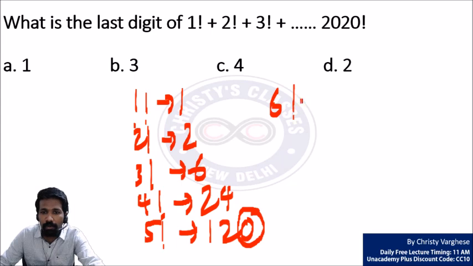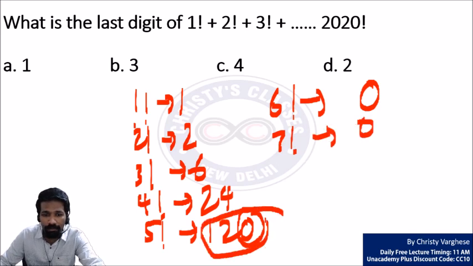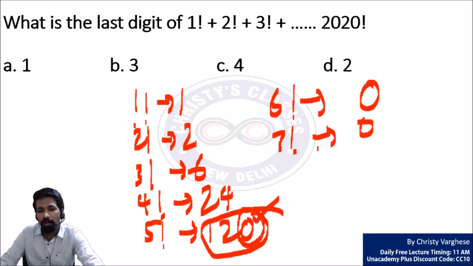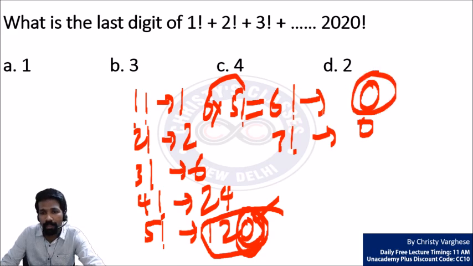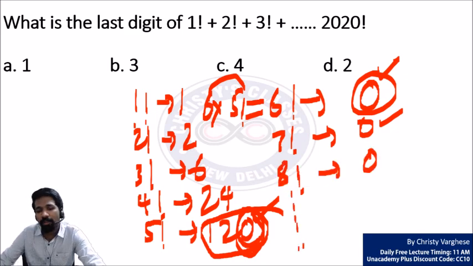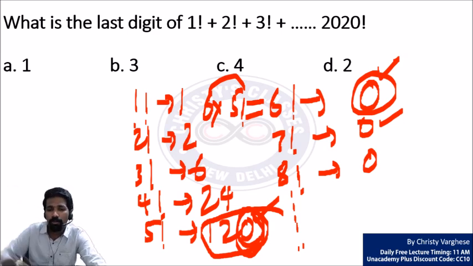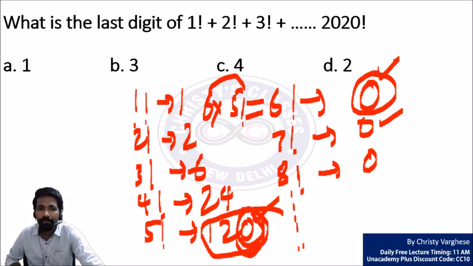That means 6 factorial onwards, all the factorials' last digit will be 0. 7 factorial last digit will be 0 because it started giving a 0. A number ending in 0 multiplied by anything else, you will get a 0 only. And 6 factorial is nothing but 6 into 5 factorial. 5 factorial is 0 ending, so 6 into 0 ending number will give you 0 only. And that 0 ending number into 7 will give you 0 only. That 0 ending number into 8 will give you only 0. So all the factorials 5 or above will be 0 ending only.